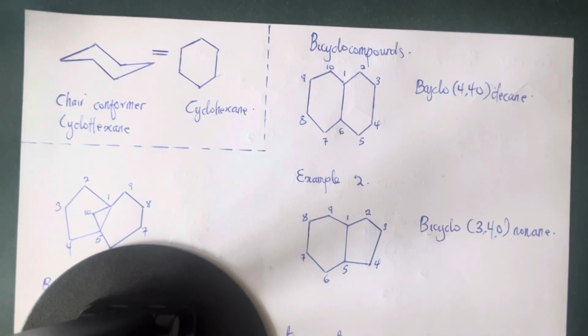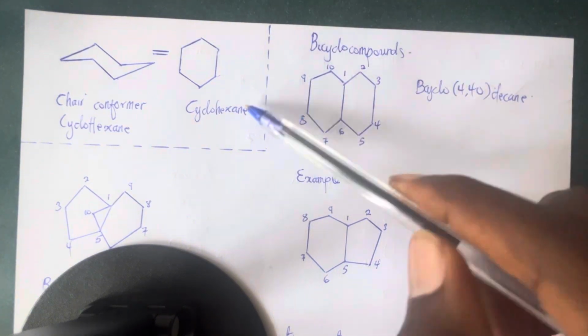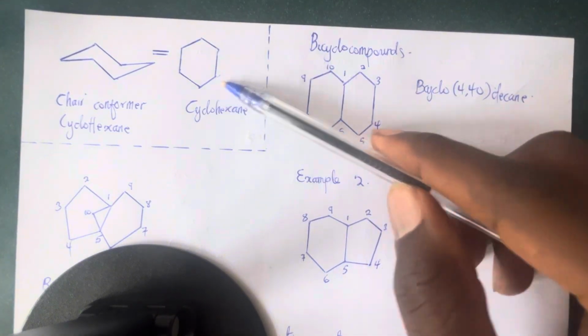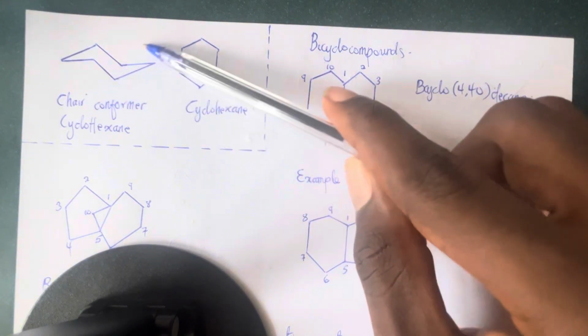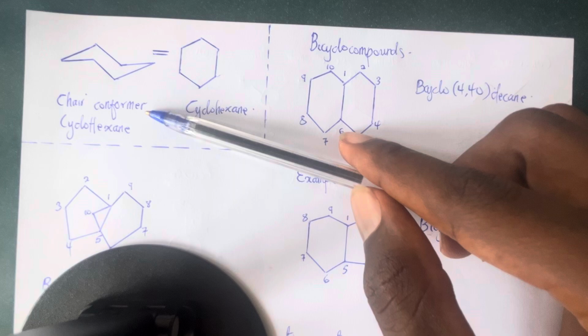Today we are going to do organic chemistry, and it's mainly about the stereochemistry, chirality, and also chair conformers of cyclohexane compounds. Okay, so when we are talking about cyclohexane, this is the normal structure for cyclohexane. But when you are writing it in a chair conformer, this is how you write the chair conformer of cyclohexane.